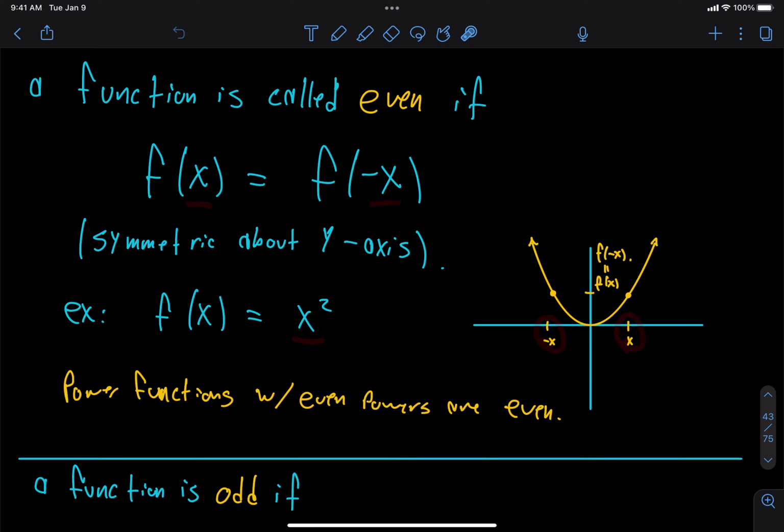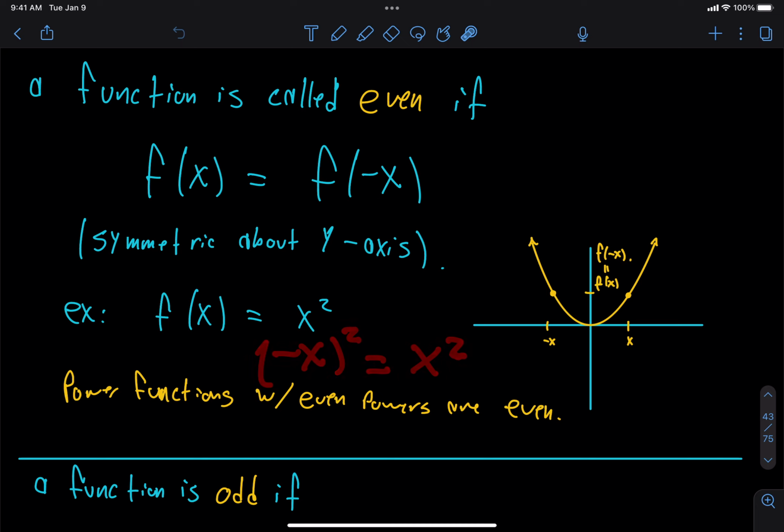Why? Because if you do negative x, quantity squared, guess what you get? If you multiply negative x times negative x, what does that give you? Just x squared again. So if you take the negative of the input, you get the same output as if you had just plugged in the positive of that input. Namely, negative 2 squared is the same as 2 squared. Negative 3 squared is the same as 3 squared.